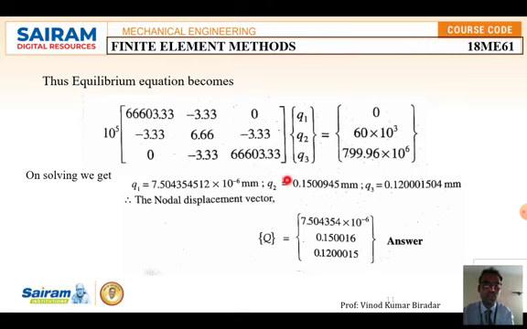Now you can solve this equation: first row first column, second row second column, third row third column. On solving or simplification, you are going to get the displacements: Q1 is equal to 7.50 into 10 to the power of minus 6 mm, Q2 is equal to 0.1500 mm and Q3 is equal to 0.1200 mm. These are the nodal displacements for the given bar, and we have to write them in this fashion: Q is equal to Q1, Q2, Q3 or U1, U2, U3. So this is your answer, displacement.